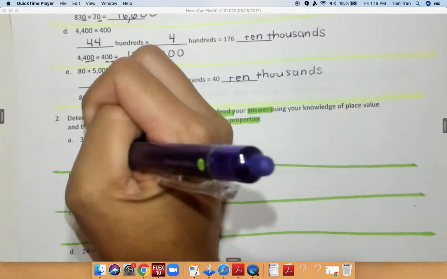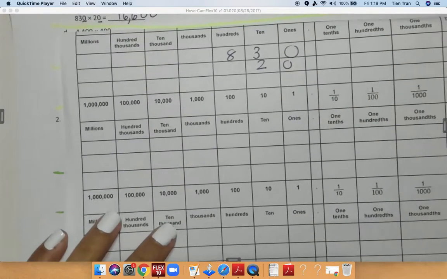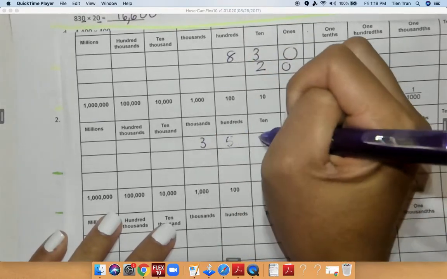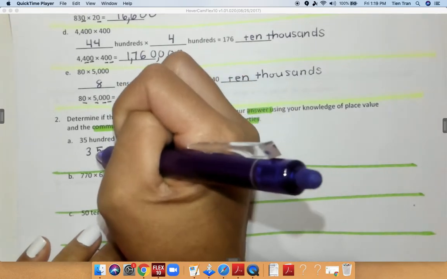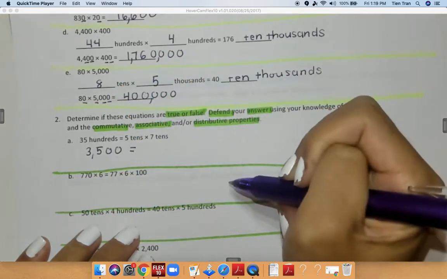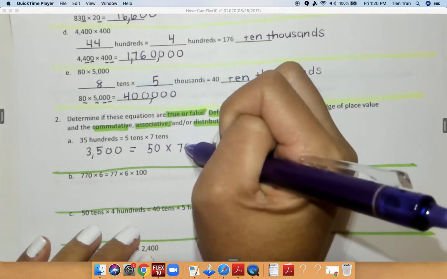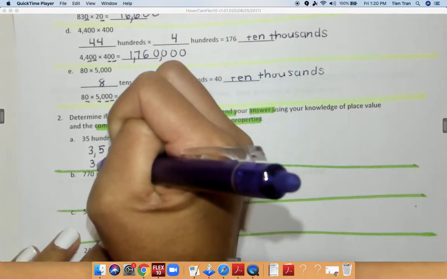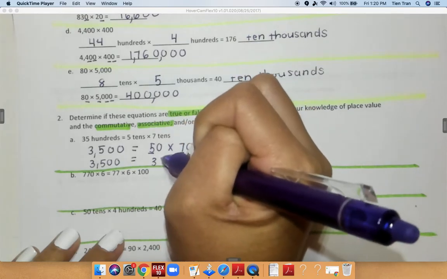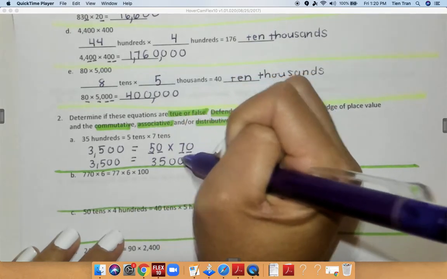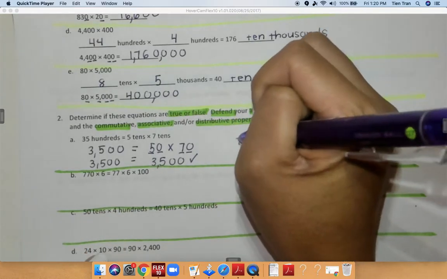So I'm going to write that down. 35 hundredths is, let's see, I'm going to plug it in. 35 hundredths would be 3,500. They're asking me, is it the same as 5 tens times 7 tens? So 5 tens is 50 times 7 tens, which is 70. Okay, so I have 3,500. 5 times 7 is equal to 35, and I add my 2 zeros at the end, and I know that they are equivalent to each other. So I'm going to write true.